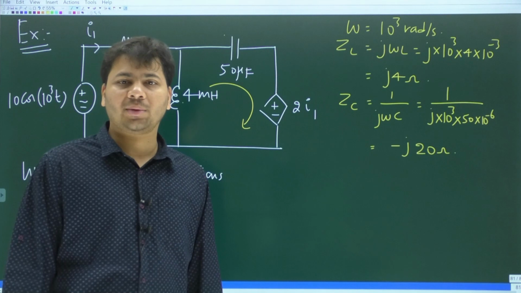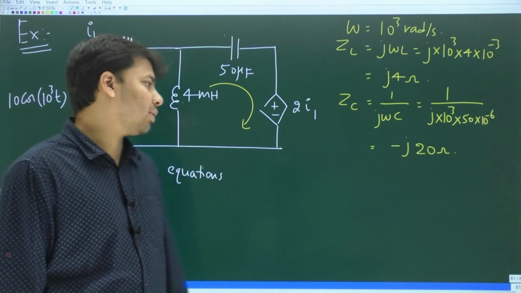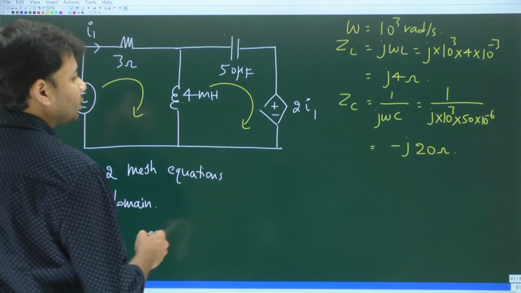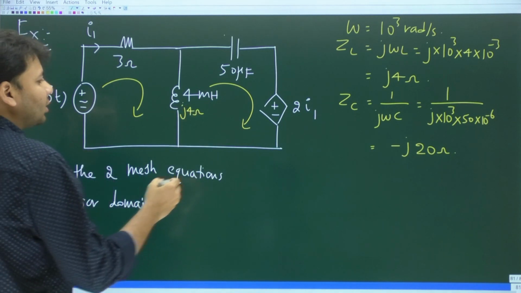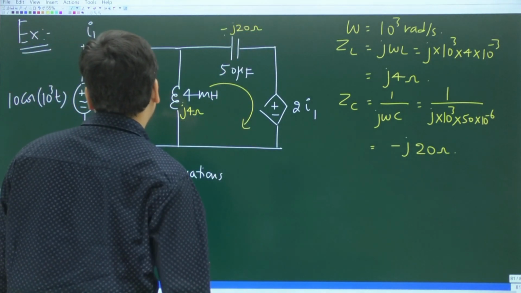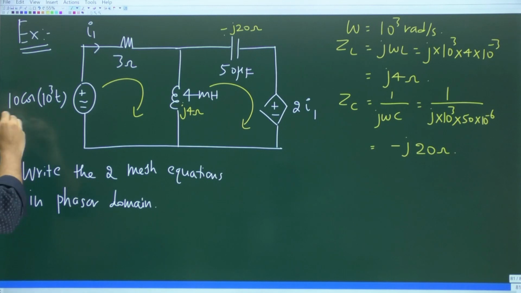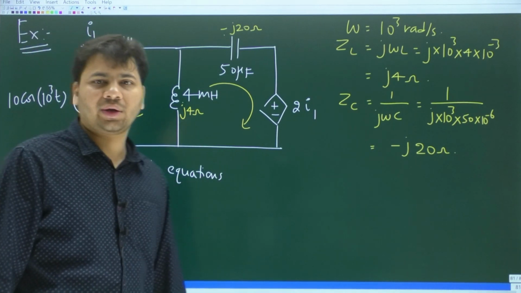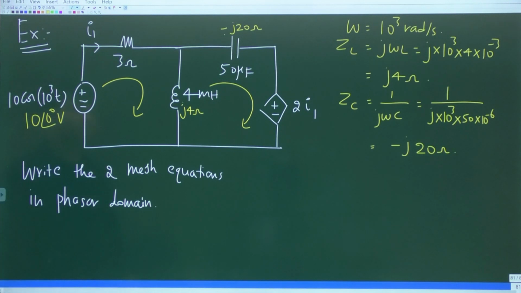So ZL is what? The impedance of the inductor. ZC is what? The impedance of the capacitor. So for the inductor, let me write j4 ohms, and for the capacitor, let me write its impedance as minus j20 ohms. And also, what is the value of the sinusoidal voltage source in phasor domain? 10 cos omega t, is it not simply 10 angle 0 degrees? Yes. So this is going to be 10 angle 0 degrees volts.